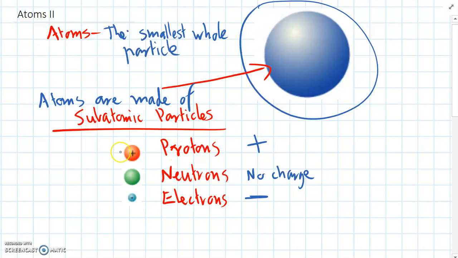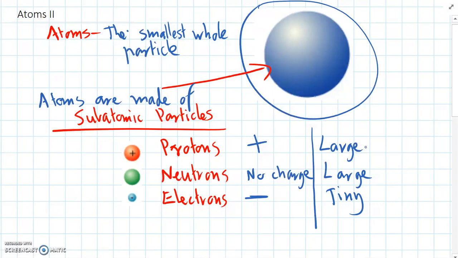Protons and neutrons, we can see, are much, much bigger than electrons. So electrons are tiny, and in comparison, at least, we have protons and neutrons, and these are large. We're still talking smaller than an atom, but compared to electrons, they're a lot bigger.